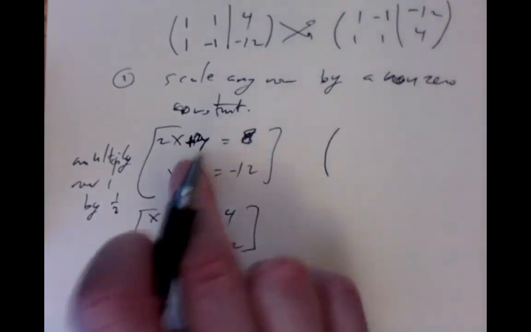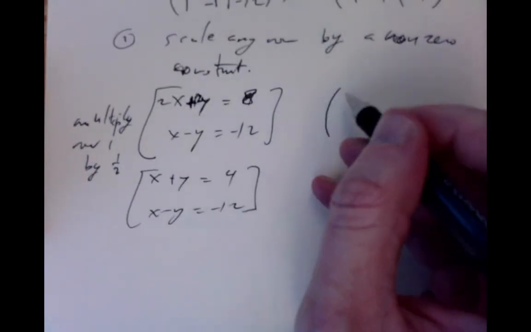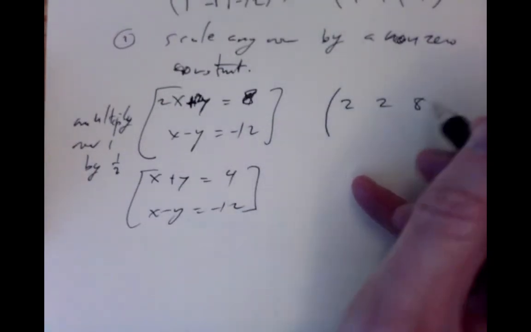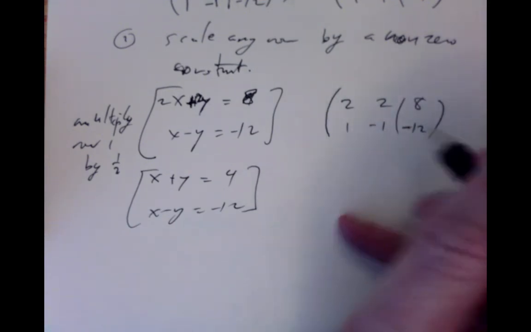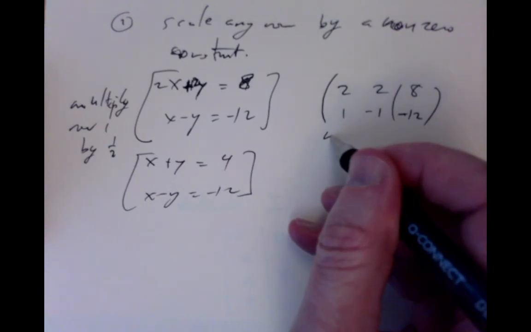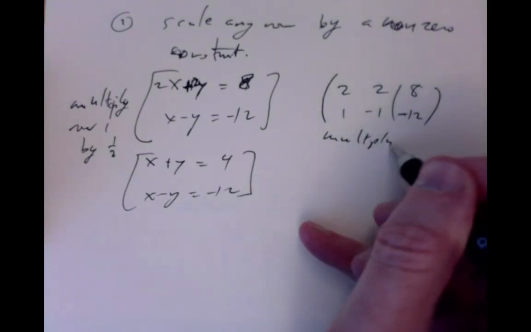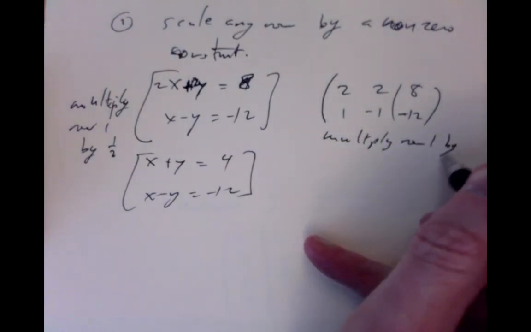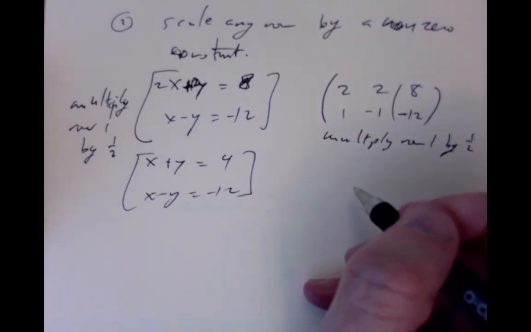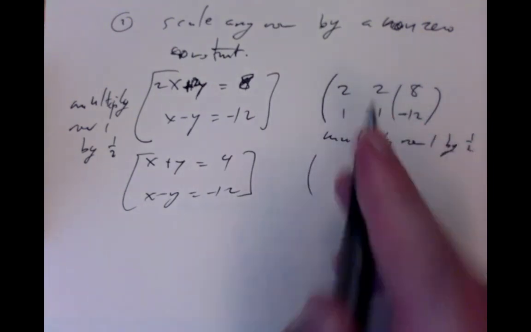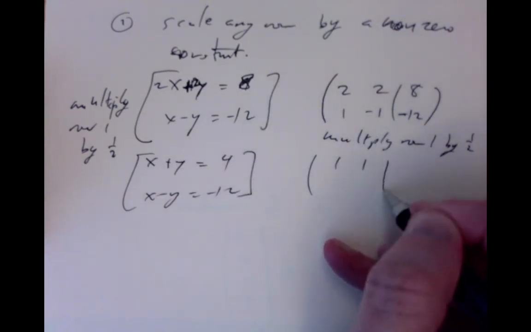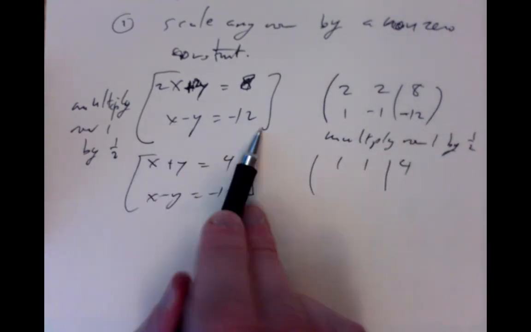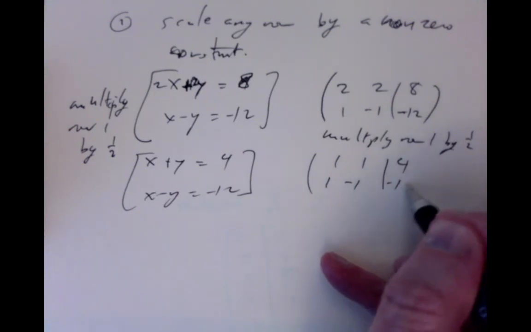The augmented matrix of this system would be 2, 2, 8, and 1, minus 1, minus 12. And we would multiply row 1 by 1 half, or divide by 2. And then you could do that across a whole row because it represents an equation. So 1, 1, 4. And this row represents this equation, 1, minus 1, minus 12, which hasn't changed.